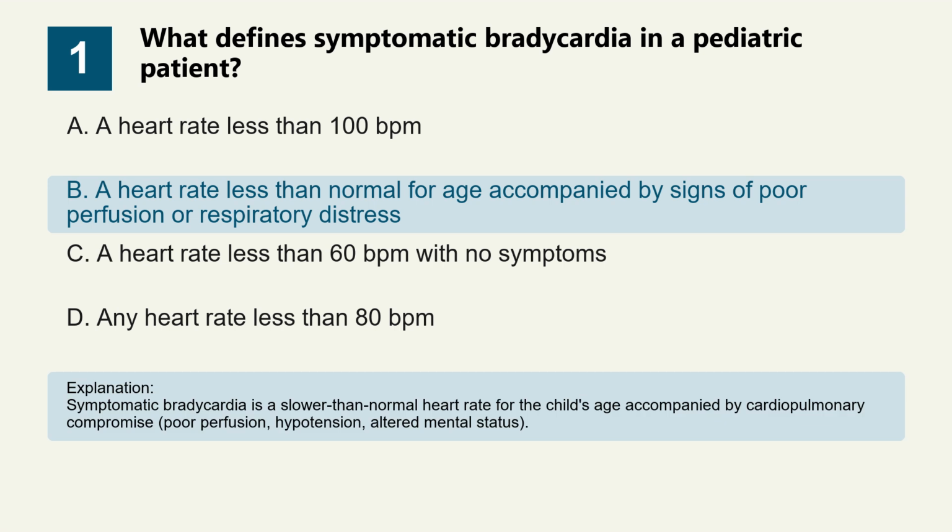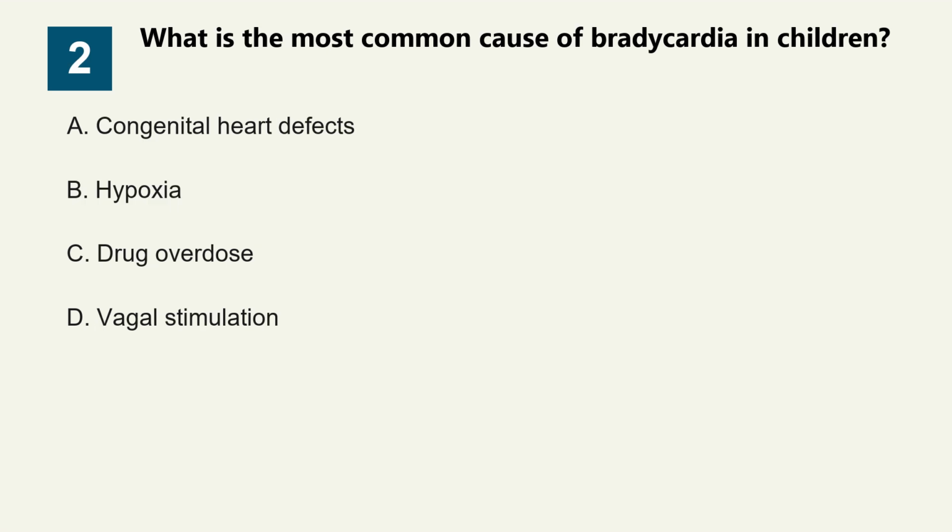Symptomatic bradycardia is a slower than normal heart rate for the child's age accompanied by cardiopulmonary compromise, poor perfusion, hypotension, or altered mental status. Question 2. What is the most common cause of bradycardia in children? Option A. Congenital heart defects. Option B. Hypoxia. Option C. Drug overdose. Option D. Vagal stimulation.